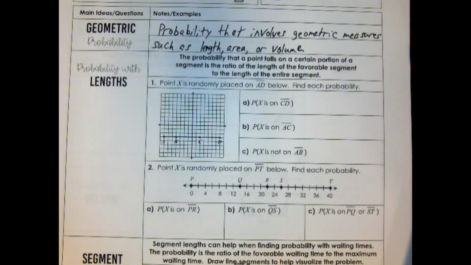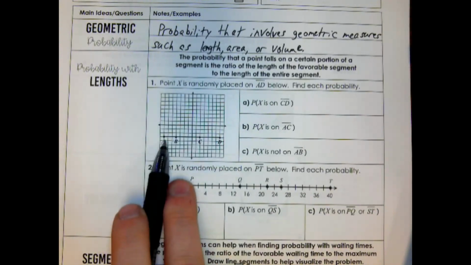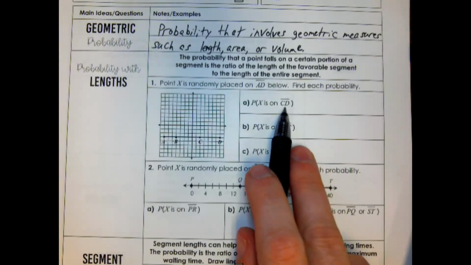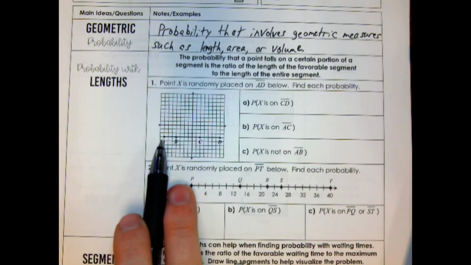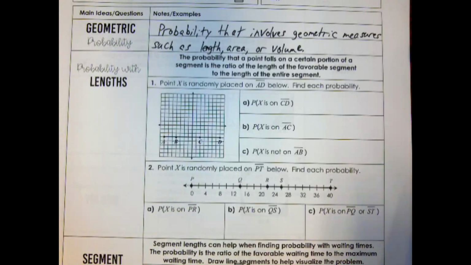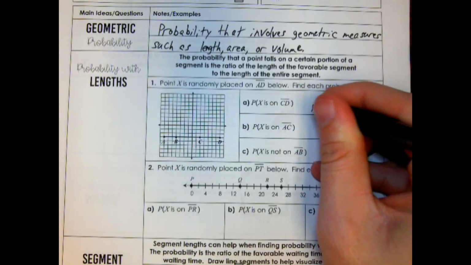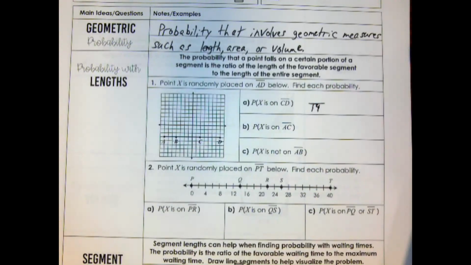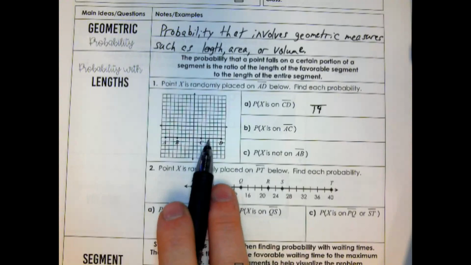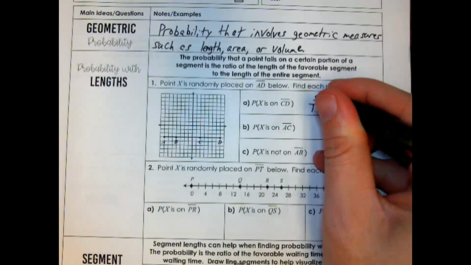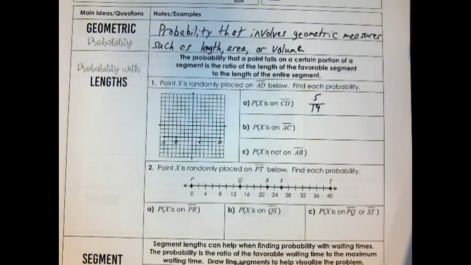So what's the probability that a point X is randomly placed between A and D and it's on the segment CD? Well, first we need to know the total length. So from A to D, if we count it up, the squares is 14 squares. So that's the total distance. And if you randomly place an X anywhere, what's the chance that it would be in this spot? Well, these are 5 squares. So there's a 5 out of 14 chance that it would fall in that spot.